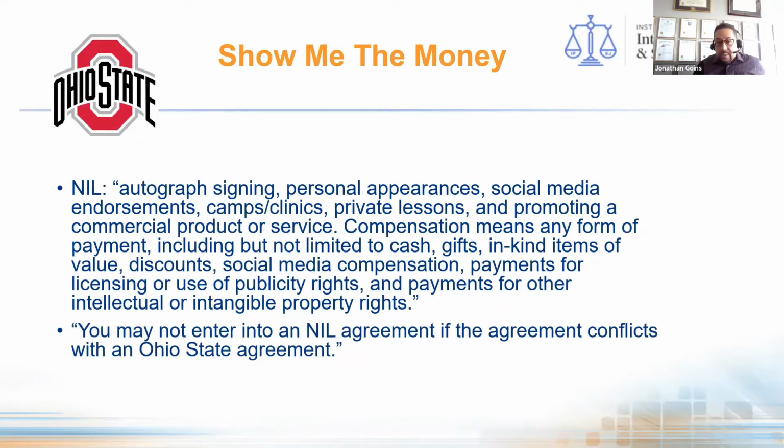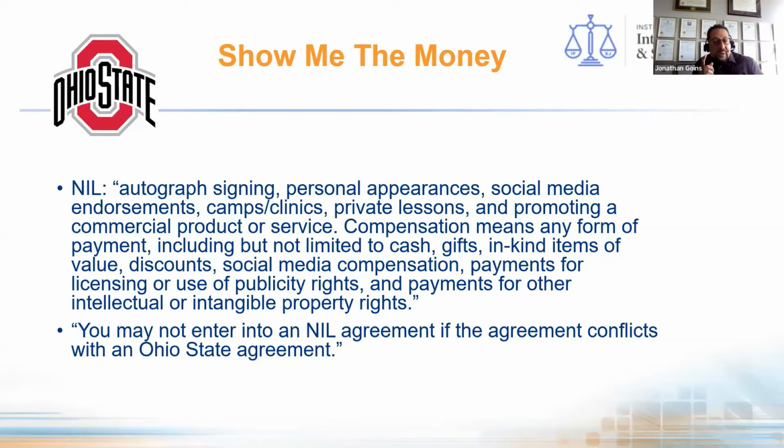Ohio State, another example that I wanted to give here. Most colleges and universities now have their own NIL policy, and they're adopting the guidelines from the NCAA. So their policy, if you decide to play for Ohio State as a student athlete, you're allowed to get compensation for autograph signing, personal appearances, social media endorsements, camps, clinics, private lessons, and so forth. But there's one catch.